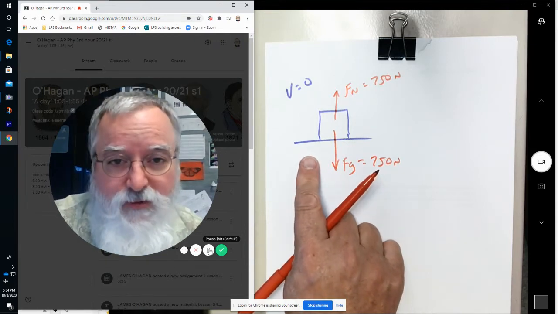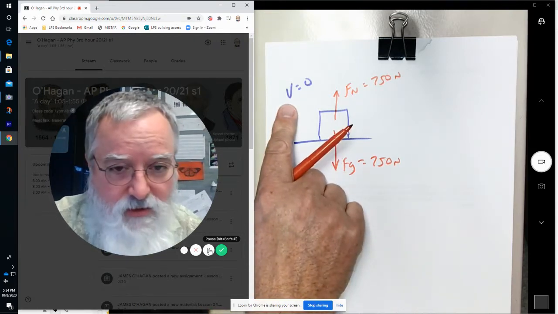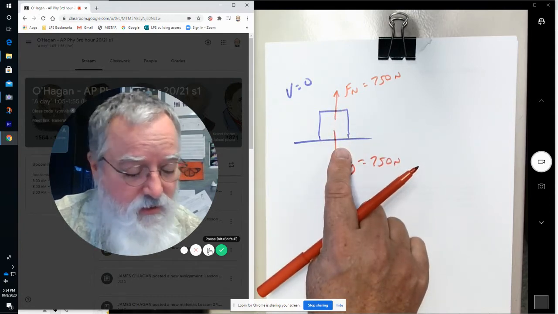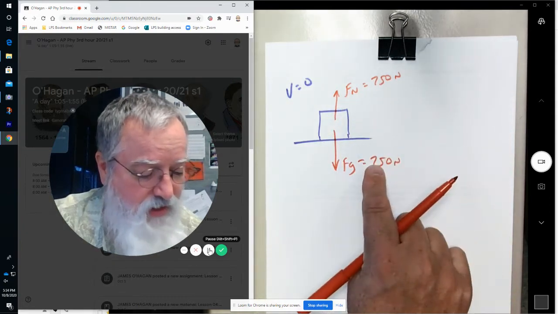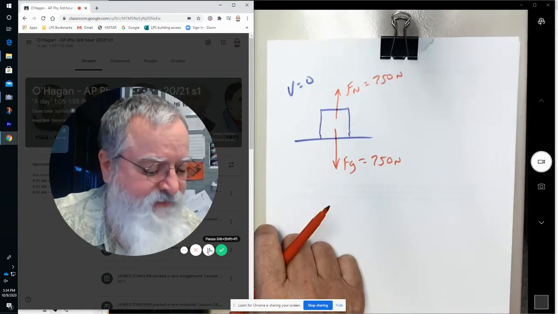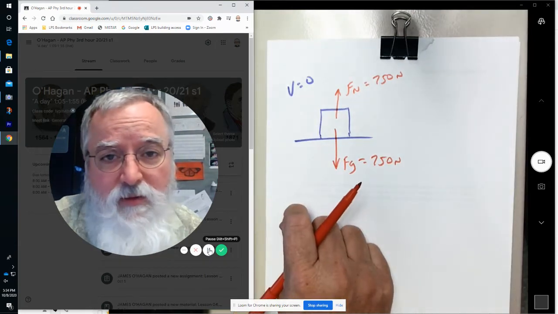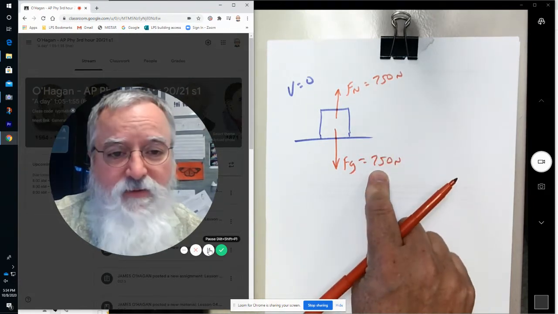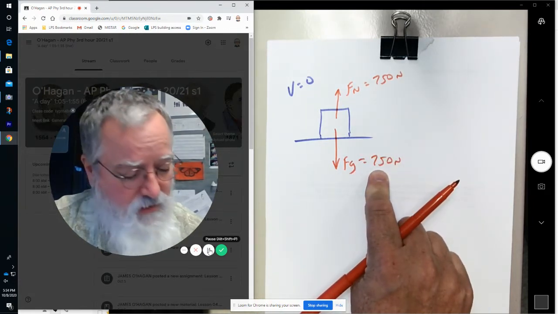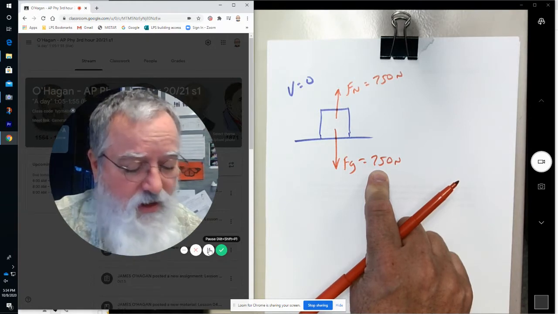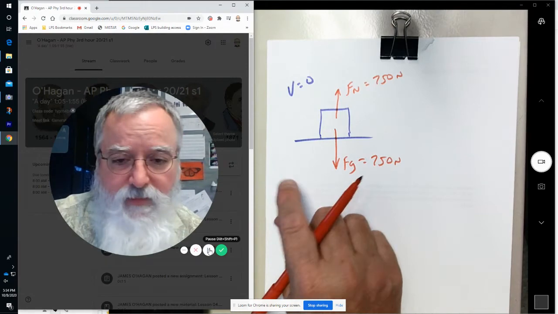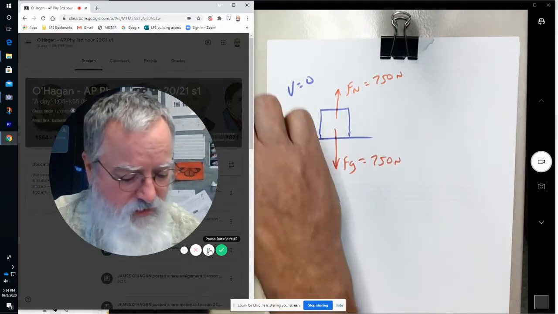This is either Newton's first law, an object at rest will have all the forces balanced. Okay? Force up equals force down, objects at rest remain at rest. Or it's an example of Newton's second law. Hey, 750 up, 750 down, add those up, you get 0. 0 causes this mass to have no acceleration. That's Newton's second law.